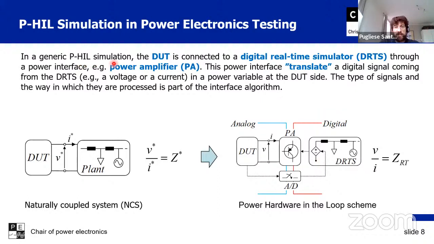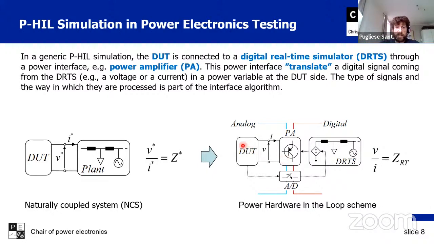So generically, the device under test, which is shown here as hardware, is connected to a digital real-time simulation, which is shown on the right-hand side and represents the model of the grid or a plant, and they exchange power with each other through a power amplifier. The role of the power amplifier is to emulate instantaneously the behavior of the grid.